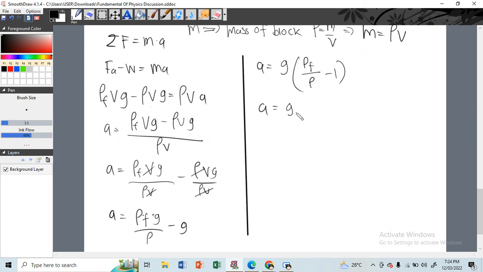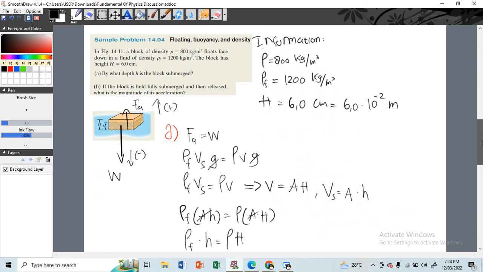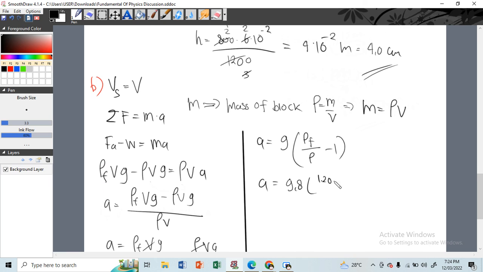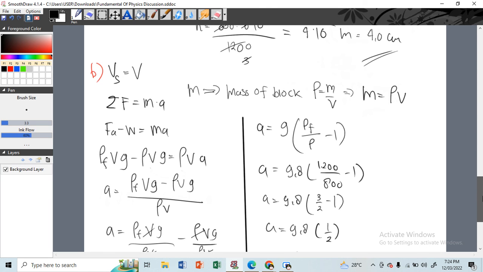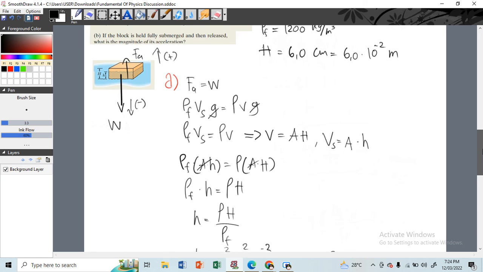Let's insert the data that we have. g is equal to 9.8 times rho f, which is 1200, divided by 600, minus 1, and then we get a is equal to 9.8 times 2 minus 1, and it will become 9.8 times 1, or 0.5. So we get 4.9 meter per second square. This is the acceleration of the block.